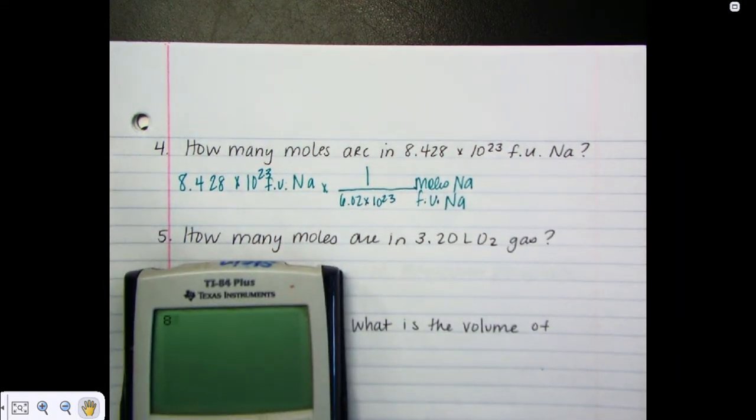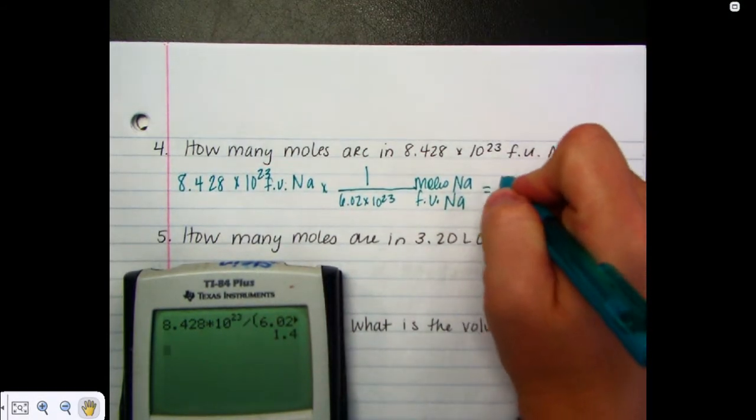So let's go ahead and type this in. 8.428 times 10 to the 23rd divided by parentheses 6.02 times 10 to the 23rd. And that gives me 1.4.